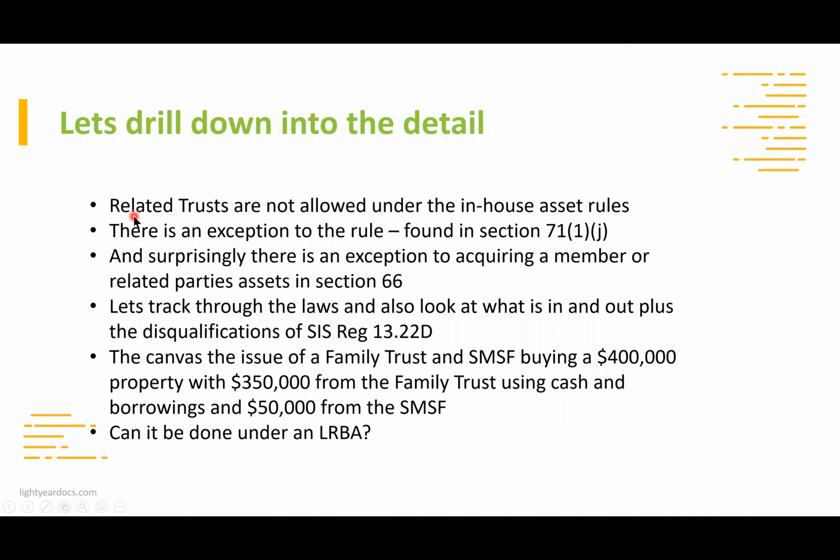So the key things that we're going to look at: related trusts are basically not allowed under the in-house asset rules. That was brought in 1999. There is an exception to the rule, found in section 71.1J. There is also that exception, which is really bizarre, because unless it's a widely held or listed unit trust, an SMSF can't acquire an asset from a related party such as a member, family trust, controls, or alternatively a company. But there's an exception for a 1322C trust.